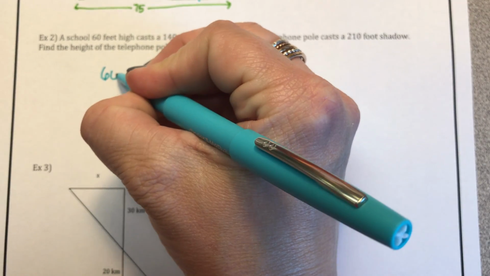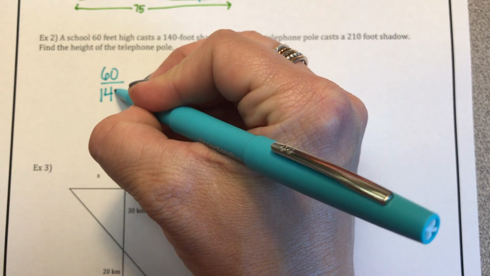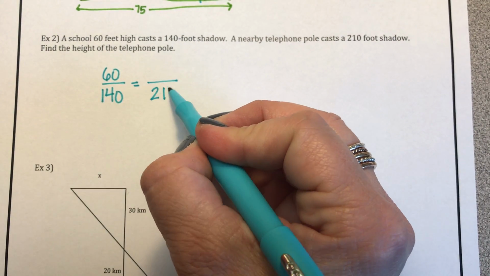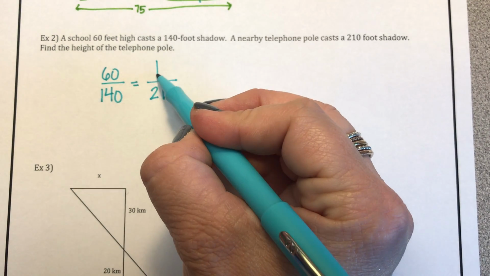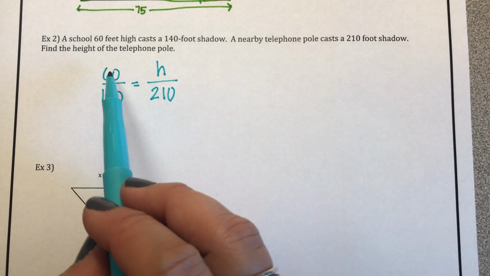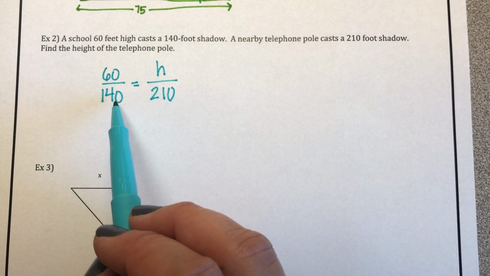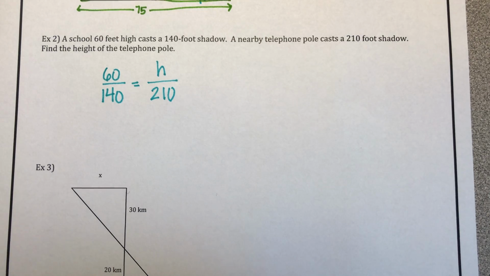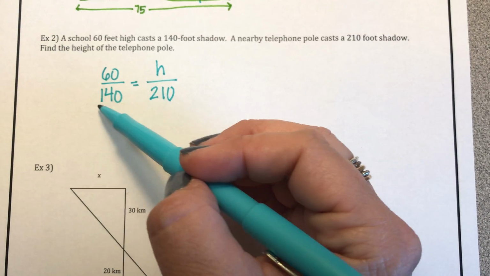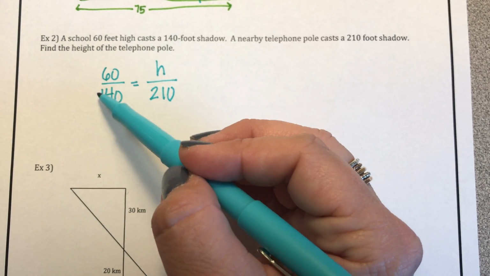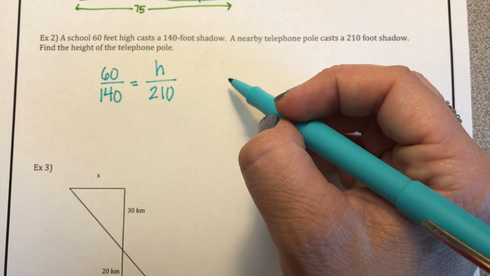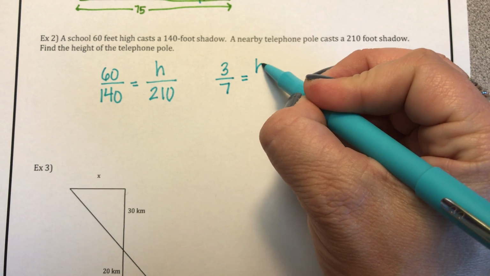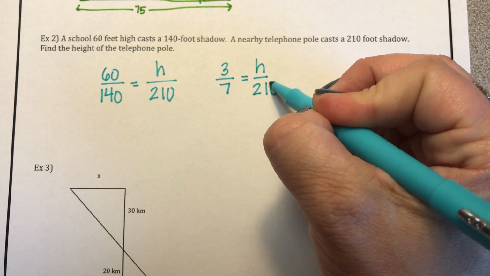On the next one, it says a school 60 feet high casts a 140-foot shadow. A nearby telephone pole casts a 210-foot shadow. Find the height of the pole. So the height of the building over the shadow of the building equals the height of the pole over the shadow of the pole. Before I try to solve this, I'm going to see if I can simplify this fraction because these are really big numbers. I know that they're both divisible by 20, which gives me 3 over 7 equals h over 210.